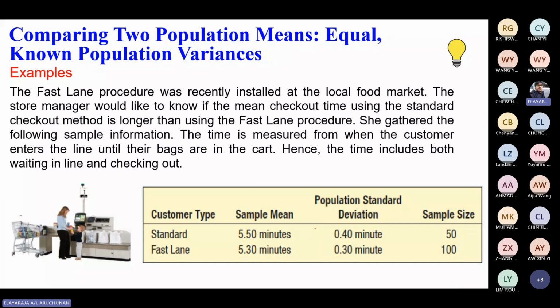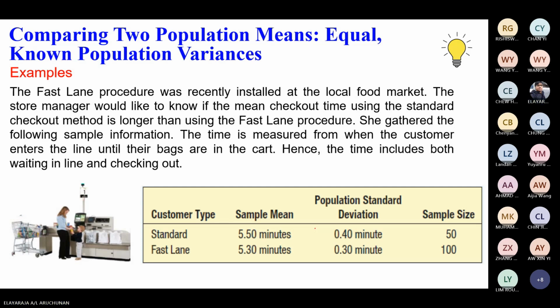Now take a look at this example. How are we going to solve a statistical problem in the case where the standard deviations are equal and known? We're going to use the z distribution for this case, and see the procedures we should carry out in step-by-step order.